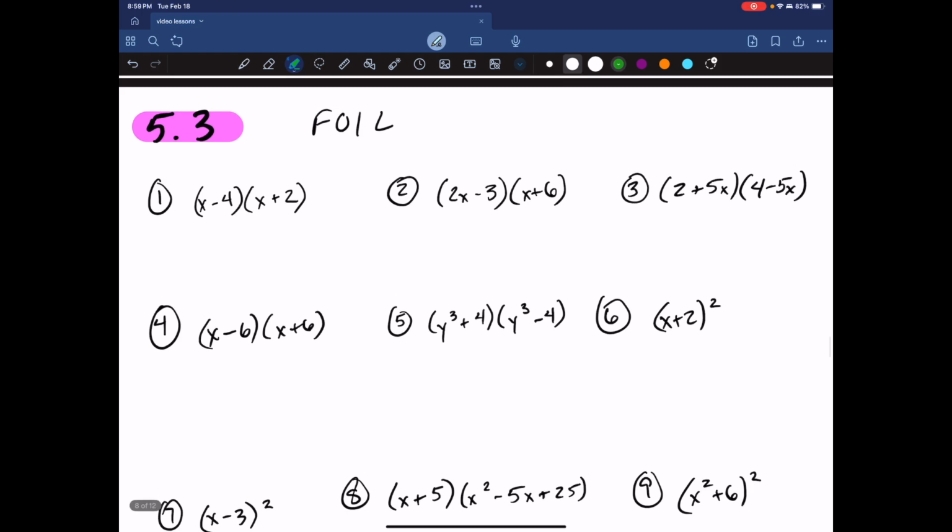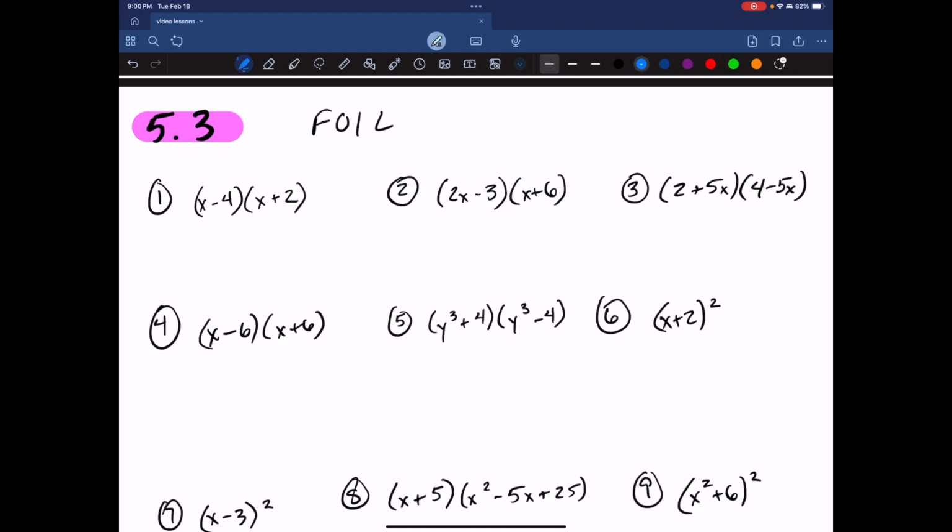So as we get in, you may or may not be familiar with the idea of the FOIL method. FOIL method is just first times first, outer times outer, inner times inner, last times last. And it really works for binomial times binomial. However, it's just the distributive property, and we'll walk through it in just a second. But the idea of FOIL starts to fall apart once you get out of the binomial times binomial situation. If it's any other kind of multiplication, it doesn't really fit. But it is just distribution, so distribution works regardless.